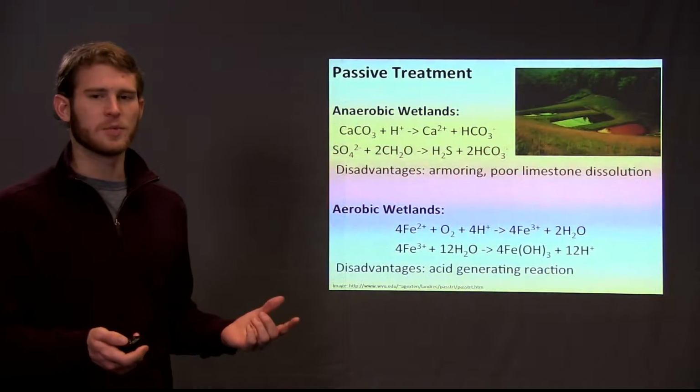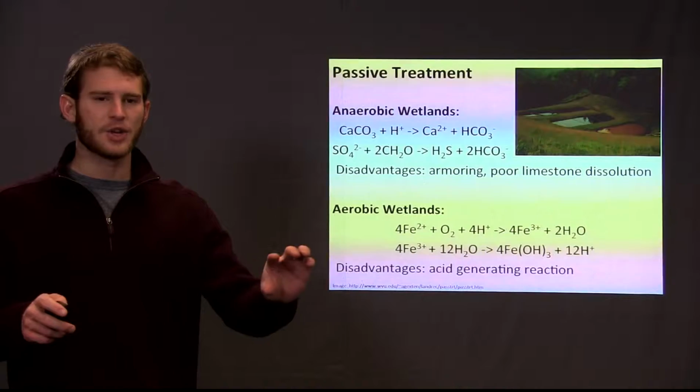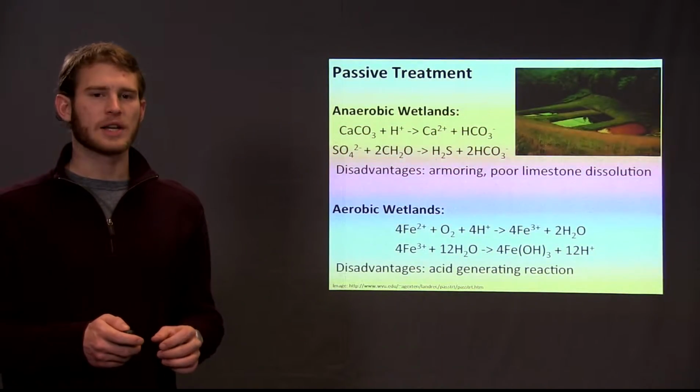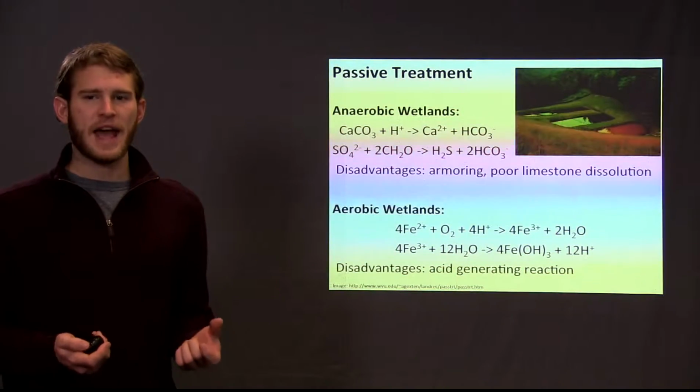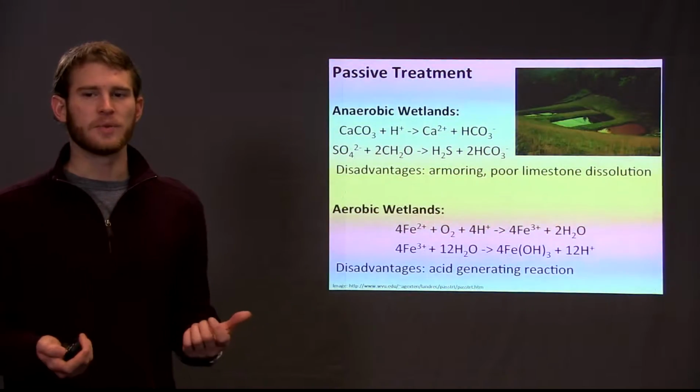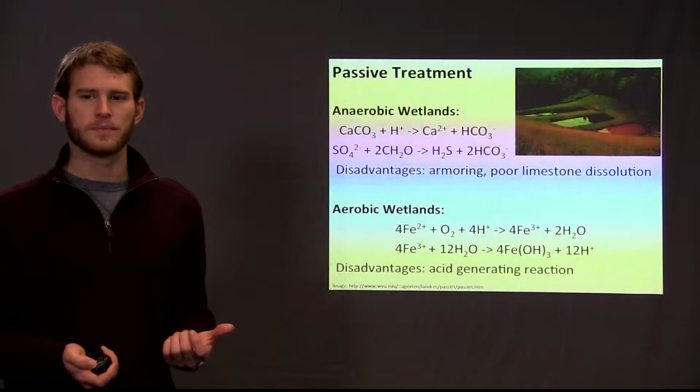Aerobic wetlands can also be used where the stream is run at a shallow depth to promote oxidation and precipitation of metals. However, this is an acid generating system and can only be used with net alkaline streams.